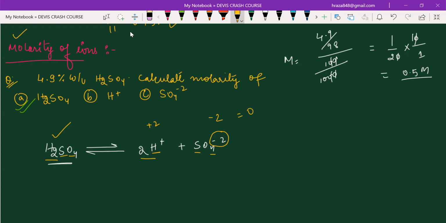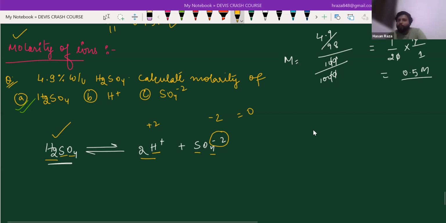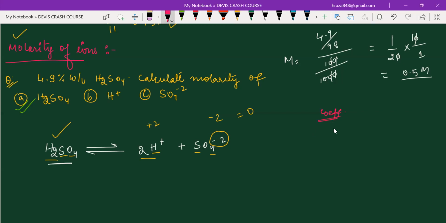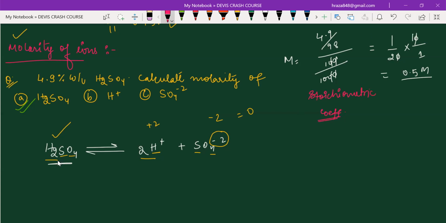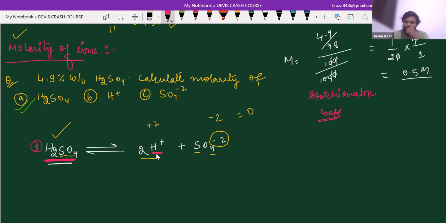Yes. Now we are going to use stoichiometry from class 11. Since you are a maths student, you know what coefficient means in maths, right? So in chemistry, we call it stoichiometric coefficient. If I ask you, what is the stoichiometric coefficient of H2SO4? One. What is the stoichiometric coefficient of H plus?